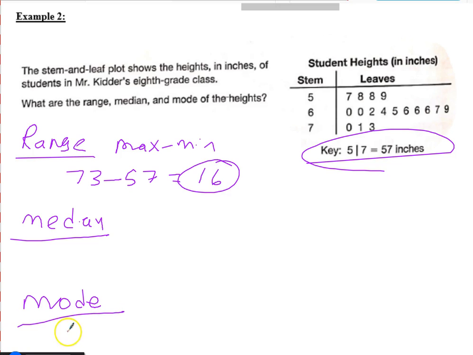Our mode, I'll jump down there right before I start crossing out numbers. This is the number that occurs the most. If I look here, I have three 6s. As I look through the most places, that is where I have the most. So our mode is going to be 66.